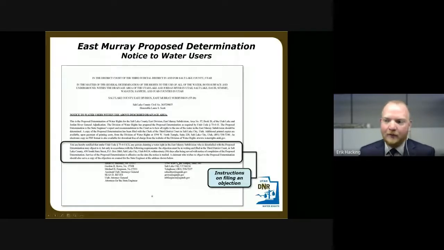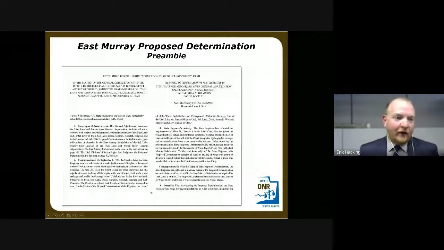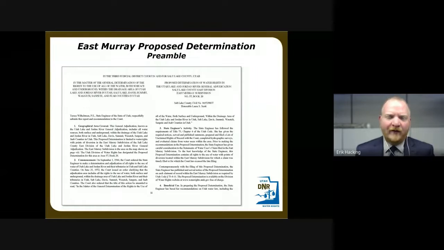All right, another key aspect of a proposed determination is the preamble. Now, the important thing with the preamble is it explains how the proposed determination is governed. There's a lot of good information here. So it talks about the area covered, when it was commenced, things like the duty value for the irrigation, the definition of the irrigation season for this area, things of that nature.